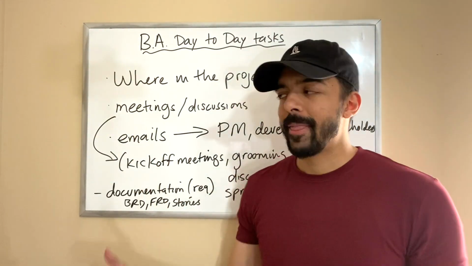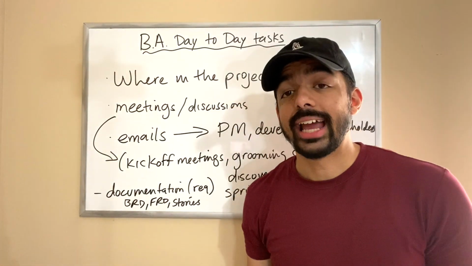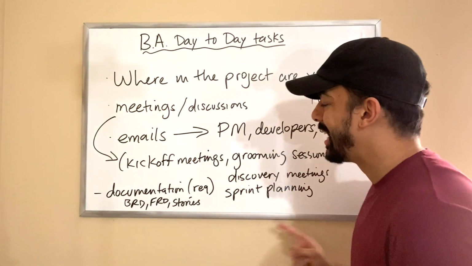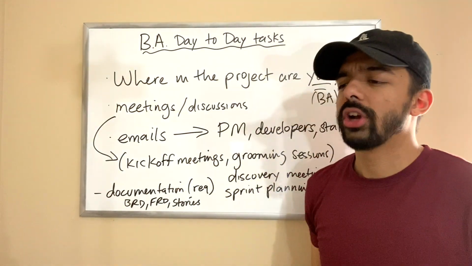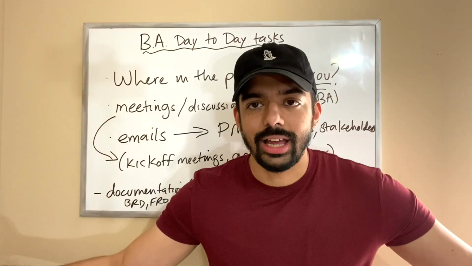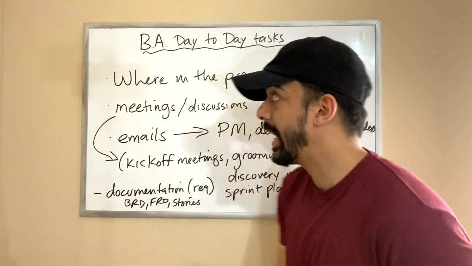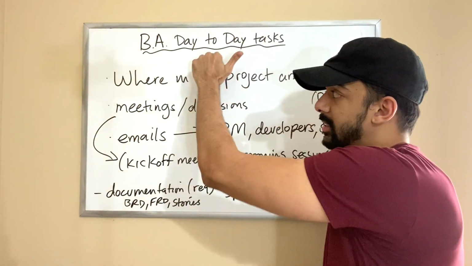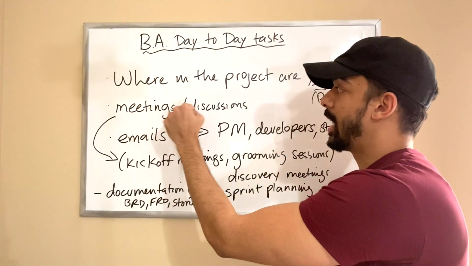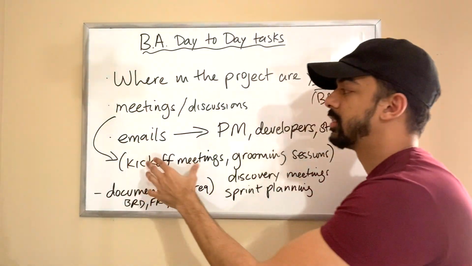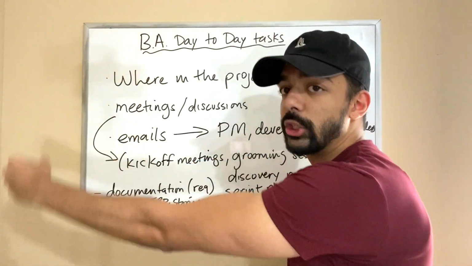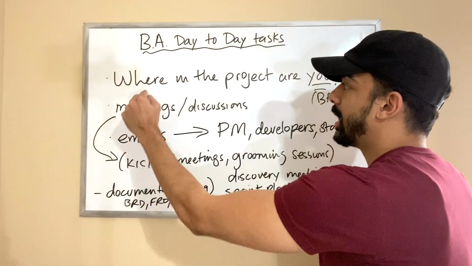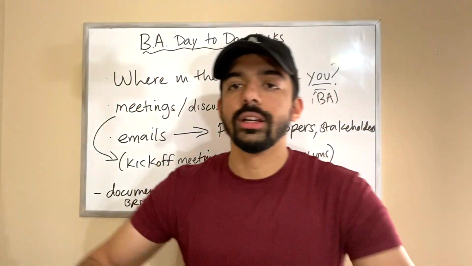So overall, when we're talking about a day-to-day task for a business analyst, it is more than likely 90% of the time going to fall in the realm of these things. You could obviously have other company meetings as well, but when we're just talking about the role of the BA, where in the project you are will determine the type of work that you're going to be doing on a day-to-day basis, and it will determine the type of meetings, the type of discussions, the type of emails, and the folks that you email as well. So all of these things will be dependent on where in the project you are, beginning, middle, end, somewhere else.